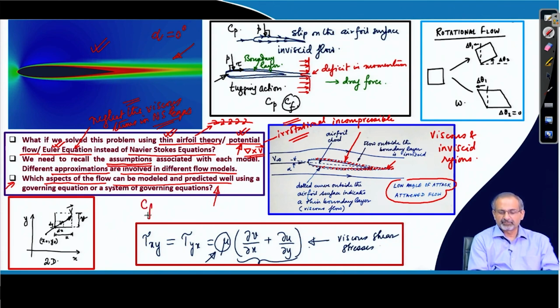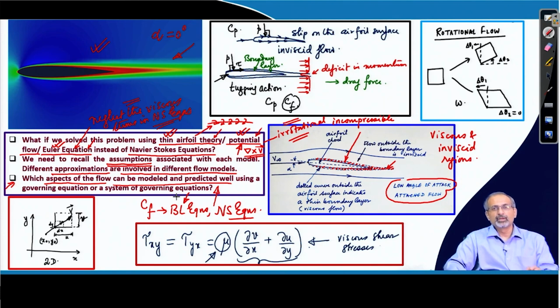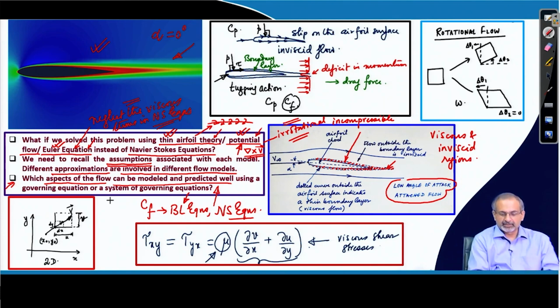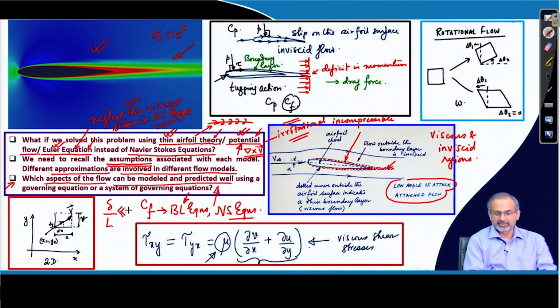For example, if prediction of CF is an important issue, then certainly thin airfoil theory, potential flow, Euler equation are not at all candidates which you should look at. You can start with the boundary layer equations if it does the job. If not, then you have to look at the Navier-Stokes equations. For using the boundary layer equations, you again have to be careful that the flow behaves such that the scale of the boundary layer thickness compared to the characteristic dimension of the flow is a very, very small number.